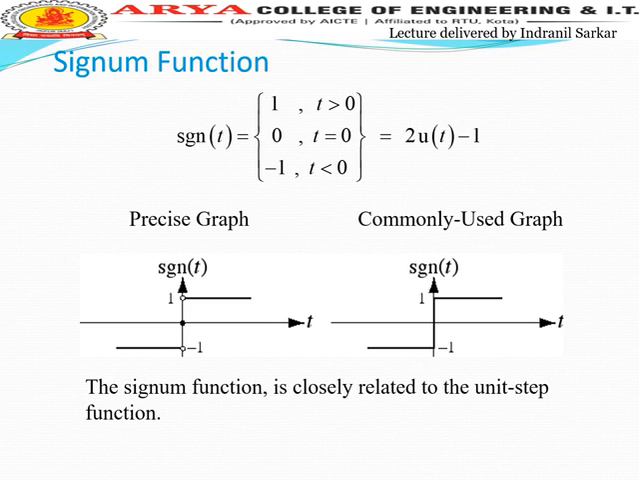In the below figure, it is represented as the signum function, where we see that when t is greater than 0 there is a value of 1 which is uniform, and for t less than 0 there is also a value of minus 1 which is also uniform. But at t equal to 0 there is no value. That means at t equal to 0 the value of the signum function is 0. The signum function is closely related to the unit step function.